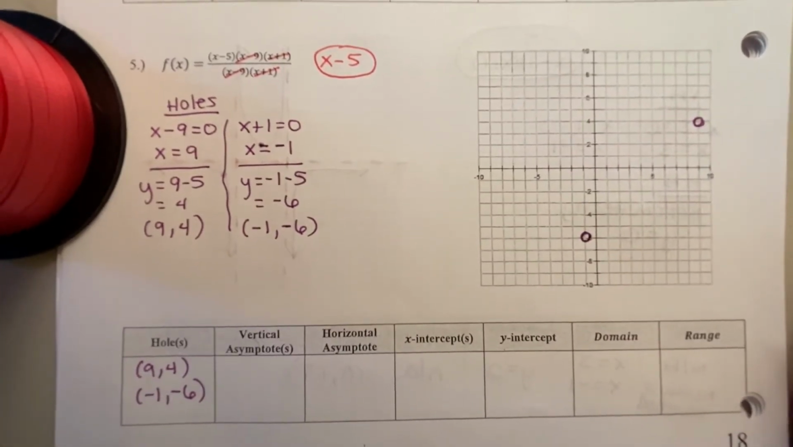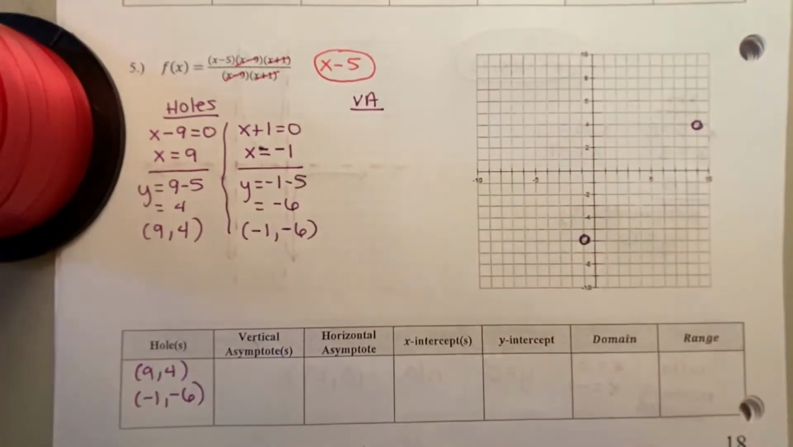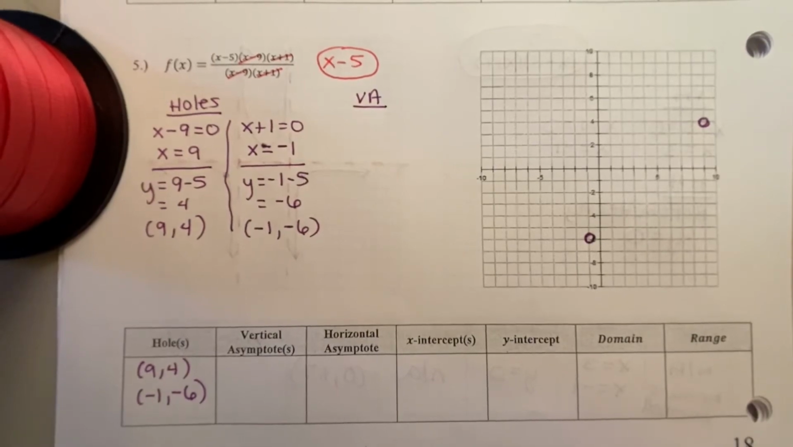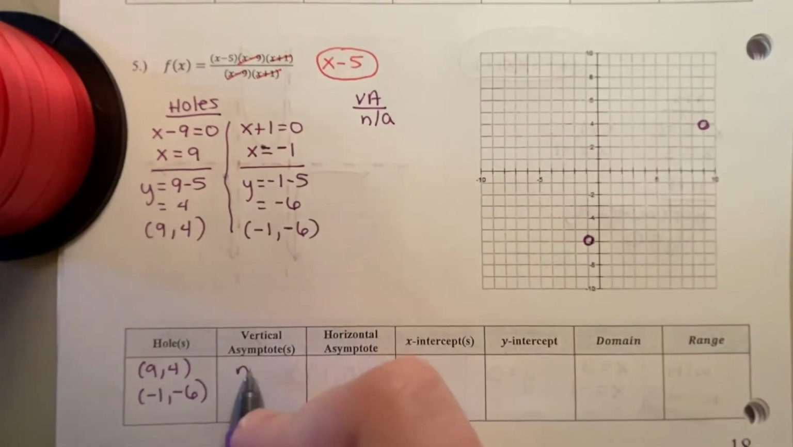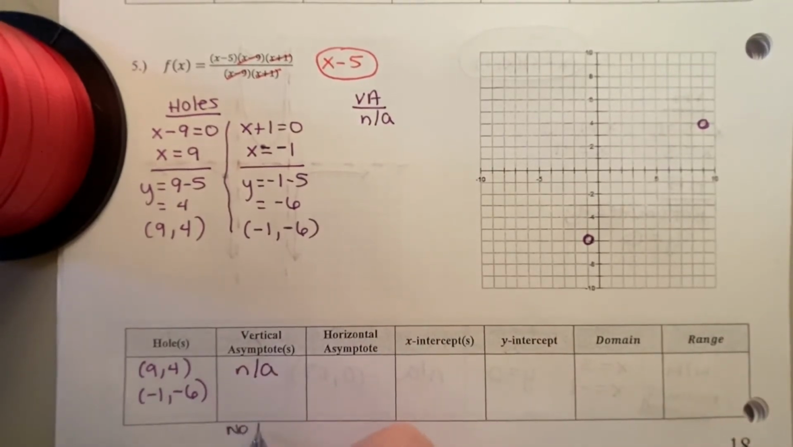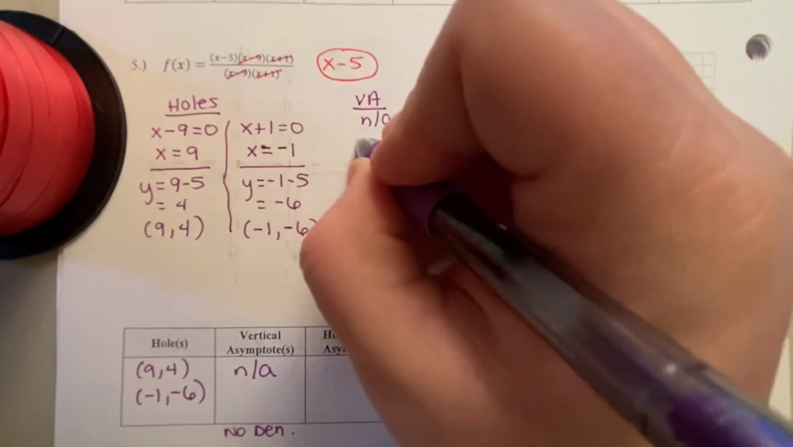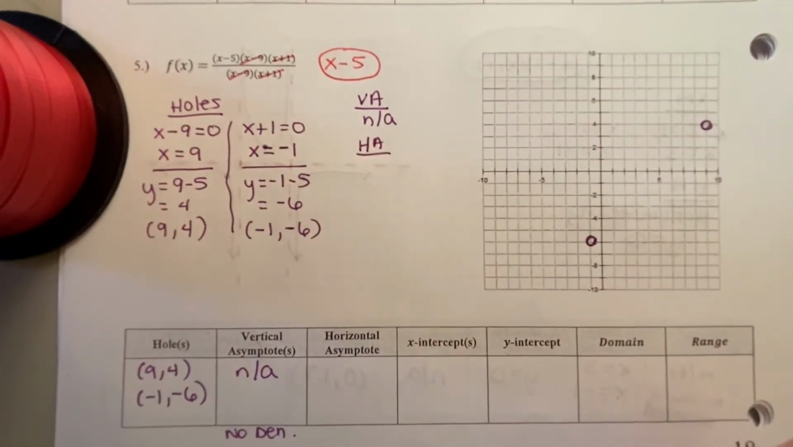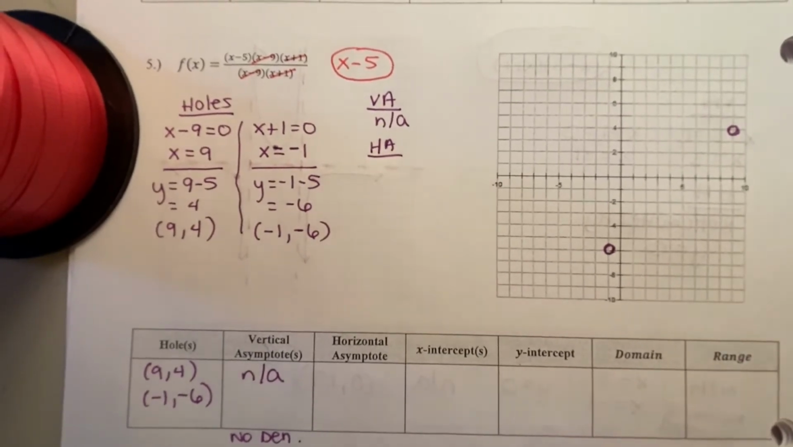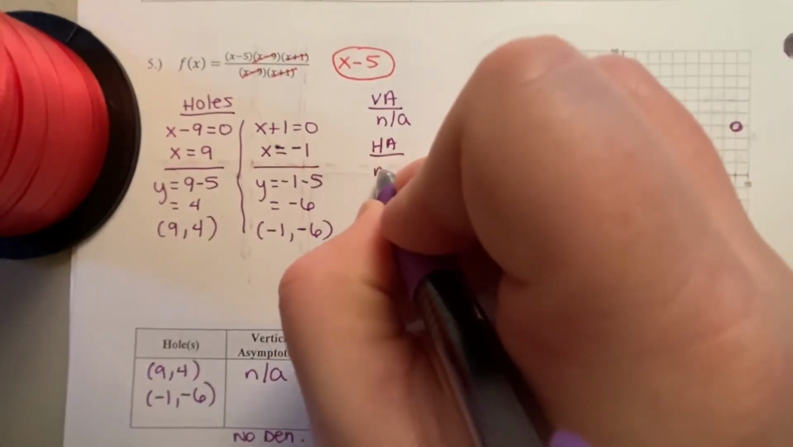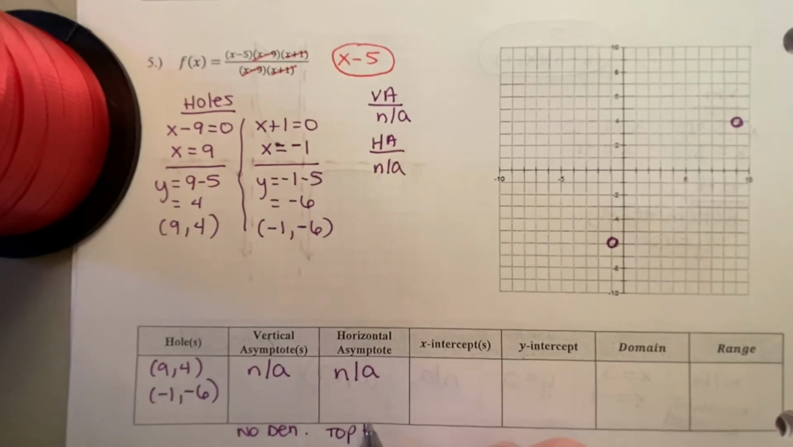Now I need to look at vertical asymptotes. For vertical asymptotes, it says set the denominator equal to 0 and solve for x. So there's no vertical asymptote because there is no denominator. Now we're going to look at horizontal asymptotes. For horizontal asymptotes, it says we need to look to see if it's top heavy, bottom heavy, or equally heavy. It is top heavy, and if it's top heavy, it tells us that there is no horizontal asymptote. So again, there's no horizontal asymptote because it's top heavy.